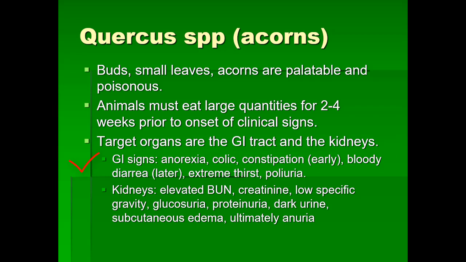They start showing GI signs with anorexia, colic, constipation, hard feces covered with mucus. And in 2 to 3 days, that turns into a bloody diarrhea. They have polyuria at first and extreme thirst. And all of these signs are followed with other ones of kidney failure that include azotemia, low specific gravity, glucosuria, proteinuria, dark-looking urine, subcutaneous edema, and they will die with complete anuria.